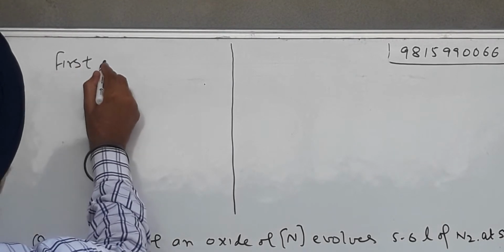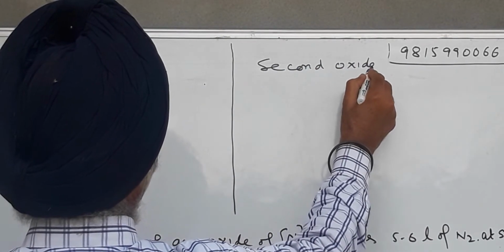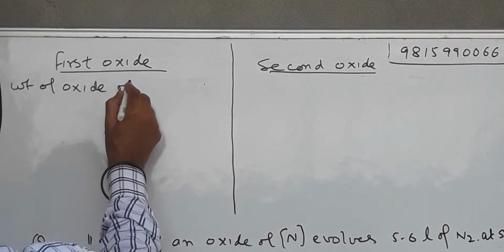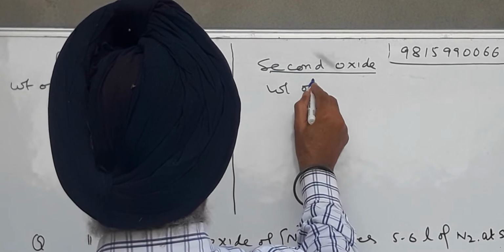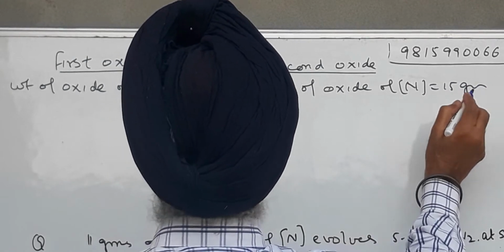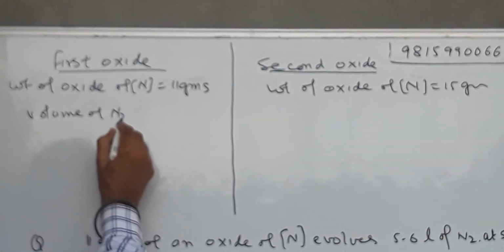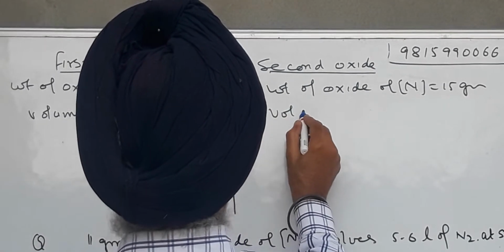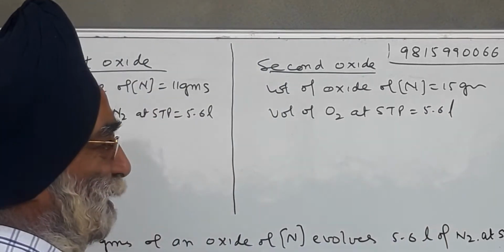This is the first oxide and this is the second oxide. Weight of oxide of nitrogen, it is 11 grams. Weight of oxide of nitrogen is 15 grams. It has evolved volume of nitrogen at STP, 5.6 liters. Volume of O2 at STP is again 5.6 liters.